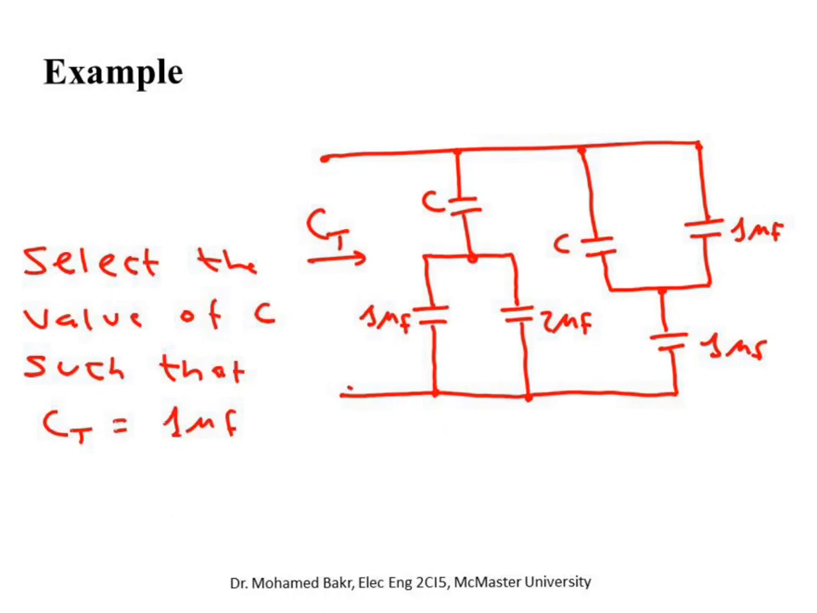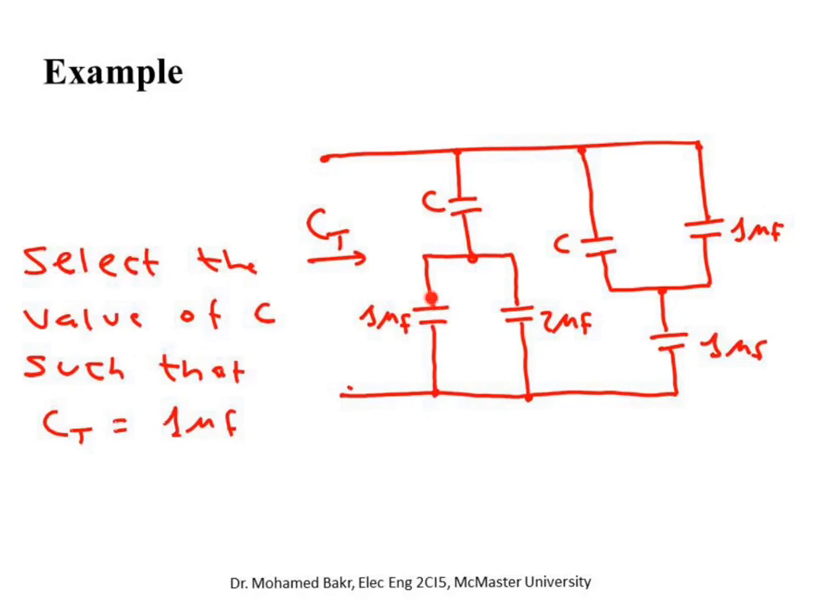Let's consider the first example. We would like to select the value of the capacitor C here, so this C and this C, such that the total capacitance seen between these two terminals is equal to 1 microfarad. This is given as 1 microfarad, this is 2 microfarad, this 1 microfarad, this 1 microfarad, okay? So we'd like to choose the value of the capacitance C such that the total capacitance will be equal to 1 microfarad. Now, let's take a look at the circuit, try to see if we can simplify it further.